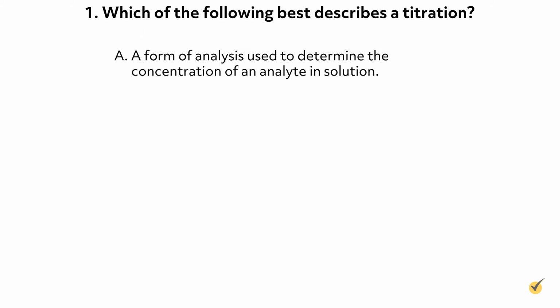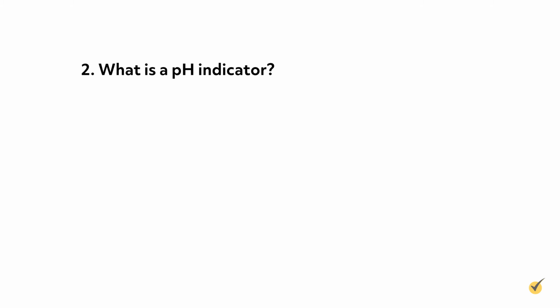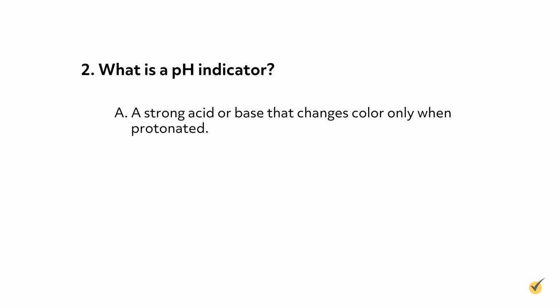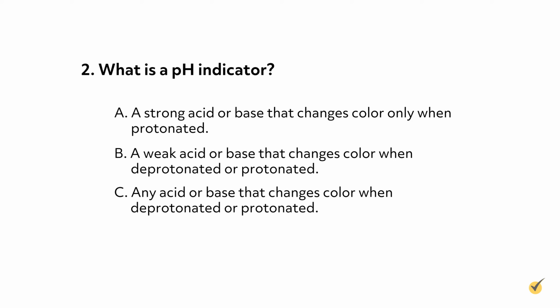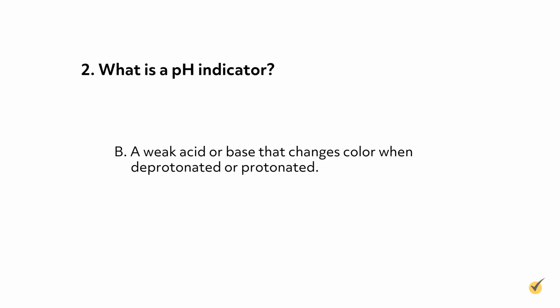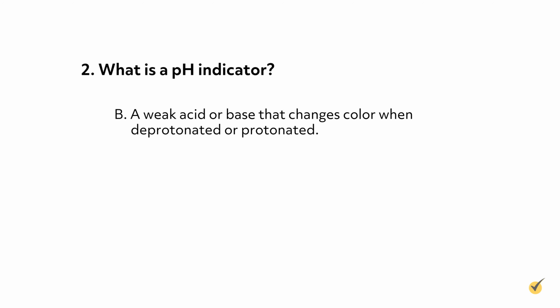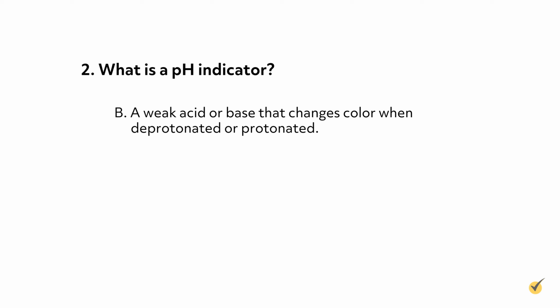Number 2. What is a pH indicator? A. A strong acid or base that changes color only when protonated. B. A weak acid or base that changes colors when deprotonated or protonated. Or C. Any acid or base that changes color when deprotonated or protonated. The correct answer is B. A pH indicator is a weak acid or base that's used to determine the pH levels in a solution by changing color when deprotonated or protonated.